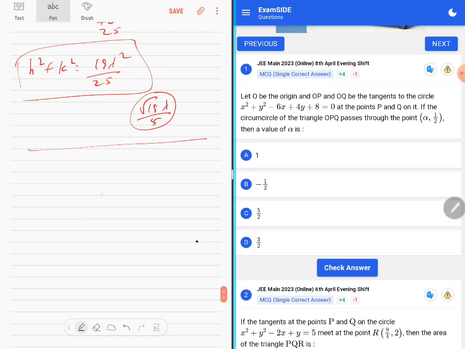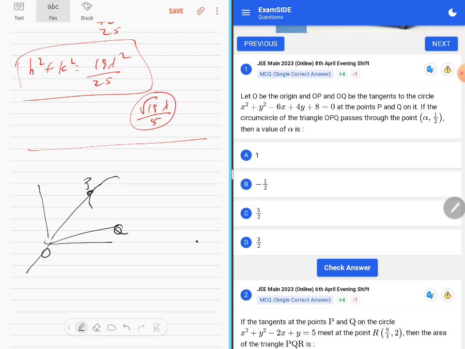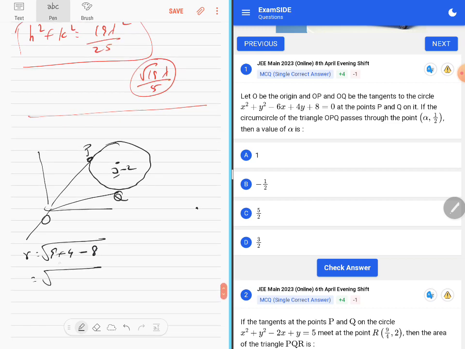Let O be the origin, and OP and OQ be the tangents to some random circle whose center is (3, -2), whose radius is root of g square plus f square minus c, which is root of 13 minus 8, so root 5. So you know the radius itself is root 5, and you know the center.